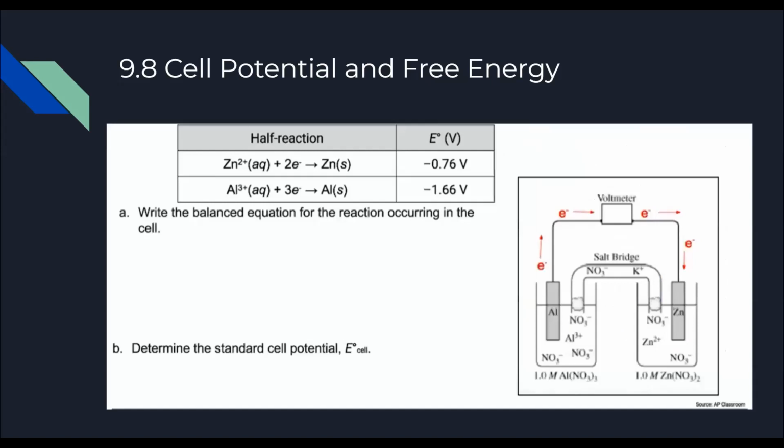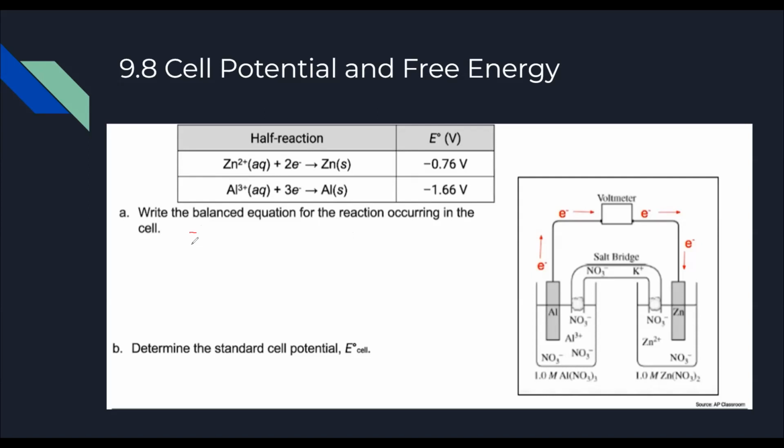So let's try this problem over here. What we have is the anode is the aluminum and the cathode is the zinc. The anode is being oxidized as it's losing electrons, and the cathode would be reduced, or it's gaining. So basically what you have to do over here is flip it.